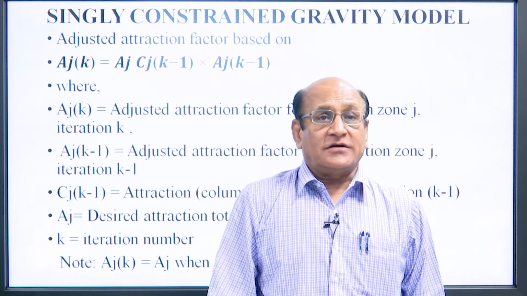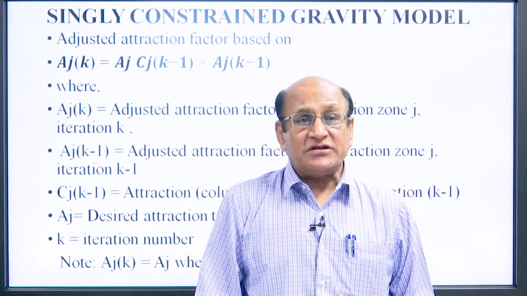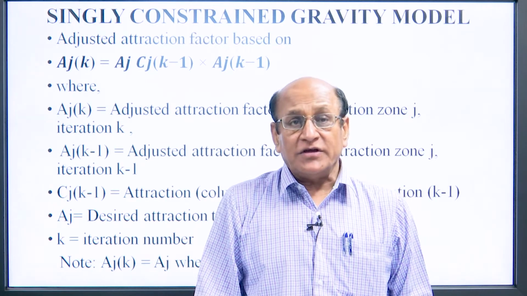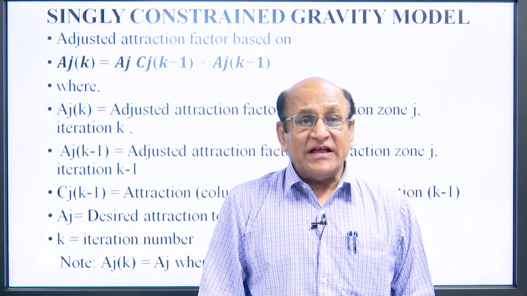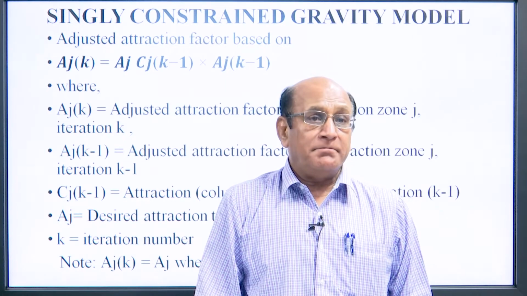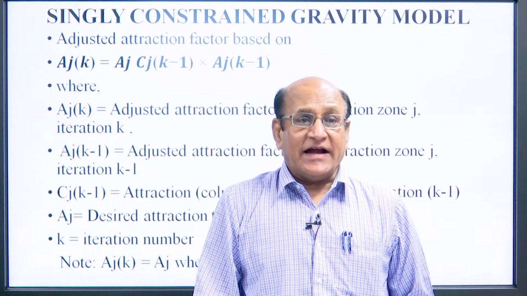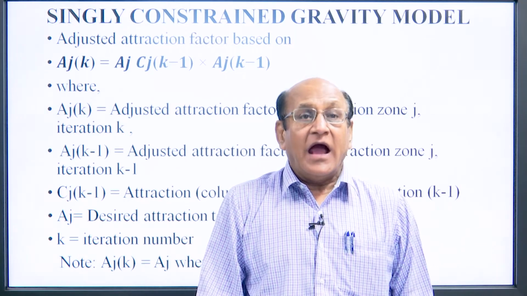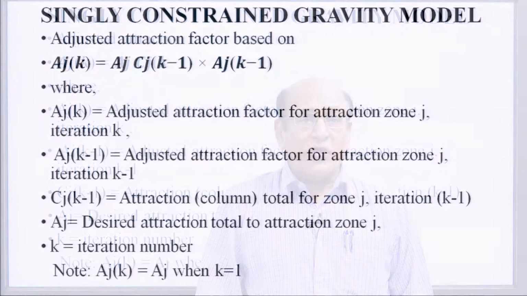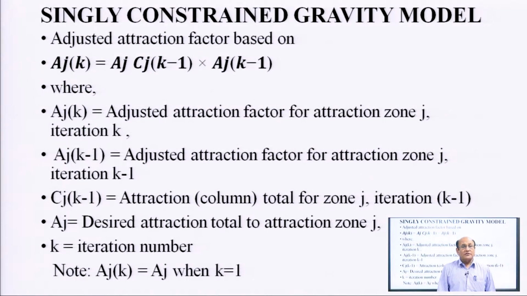Before starting, there is some nomenclature which we are using. First is P, P means production, A means attraction, I is the originating zone, J is the destination zone, K is the iteration.